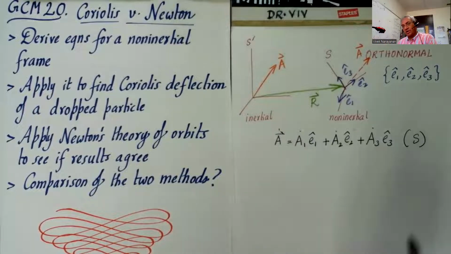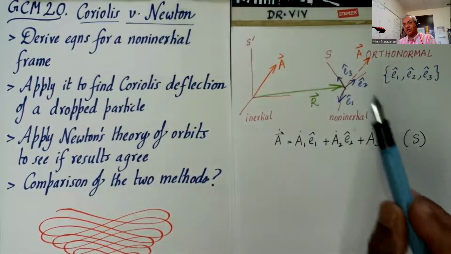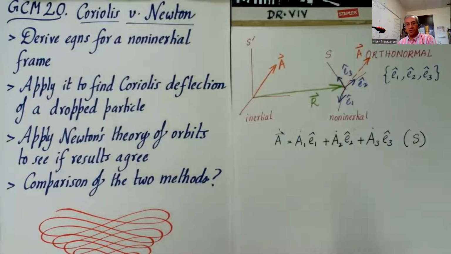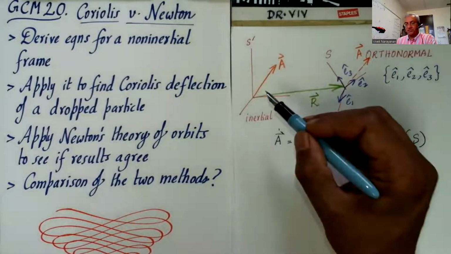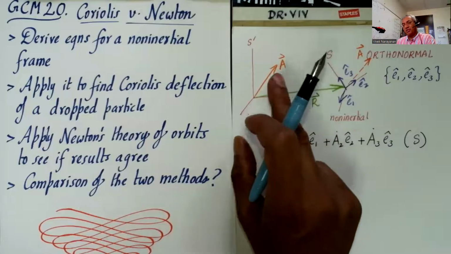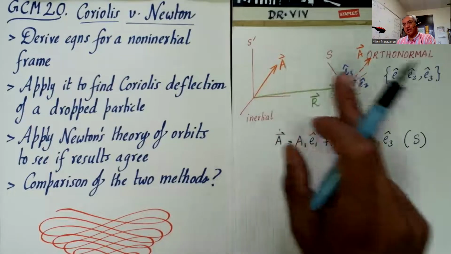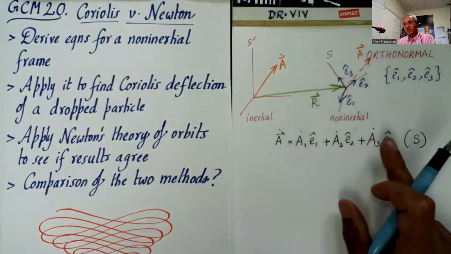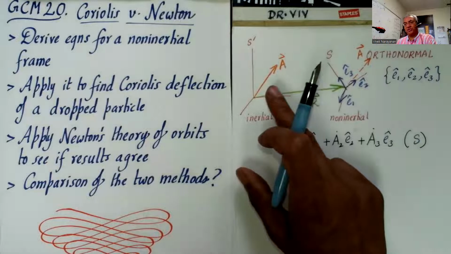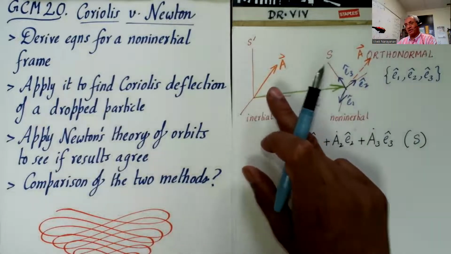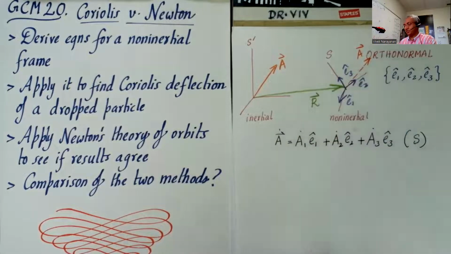The person fixed to S will not see E1, E2, and E3 as changing, but the person fixed to S prime will see those things as changing also. So if this vector is fixed in S prime, this person will not see the components of this vector changing. That person will see the components of the vector changing. That's why you put a dot on the A1, A2, and A3. This person will see the components the same, but he will see the E1, E2, and E3 changing.